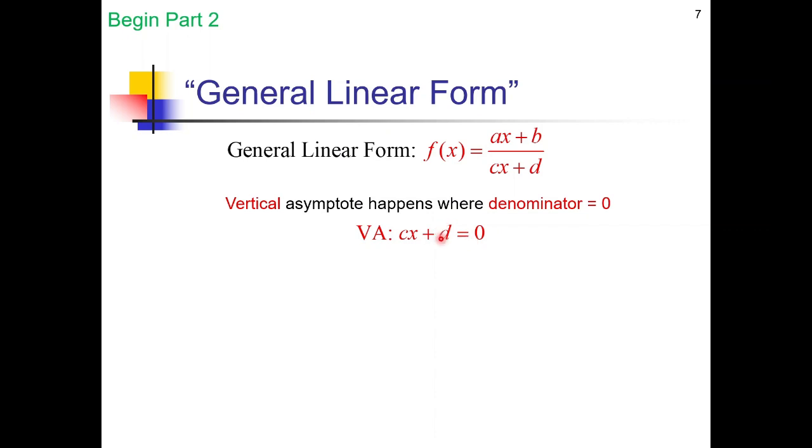So in this case, we could subtract d and divide by c and get -d over c. And that gives you a general formula for the vertical asymptote for something in this form. But if you forget this little formula, you can always just set the denominator equal to 0 and solve for x. So that takes care of vertical asymptotes.